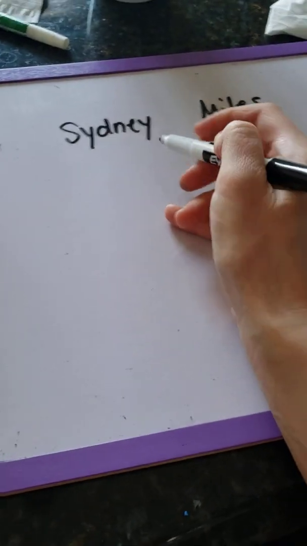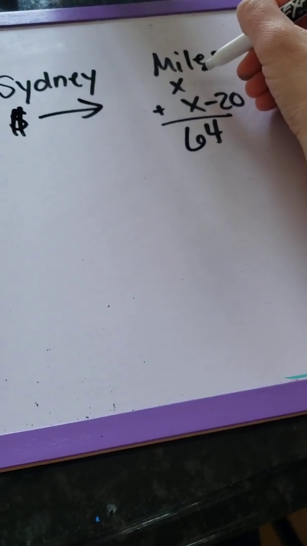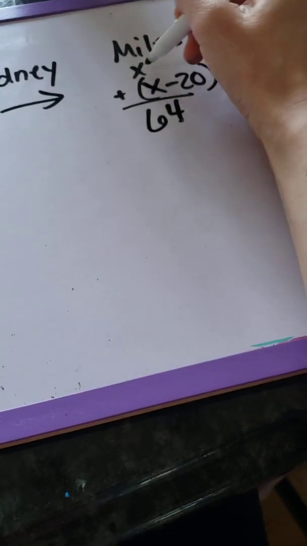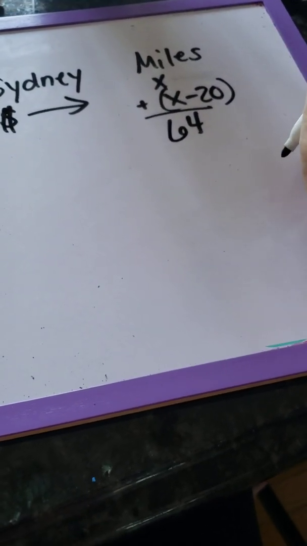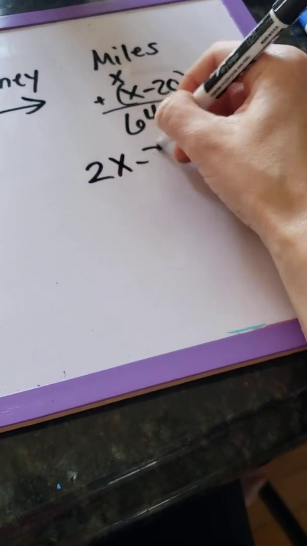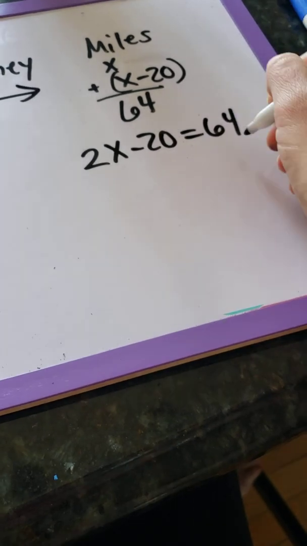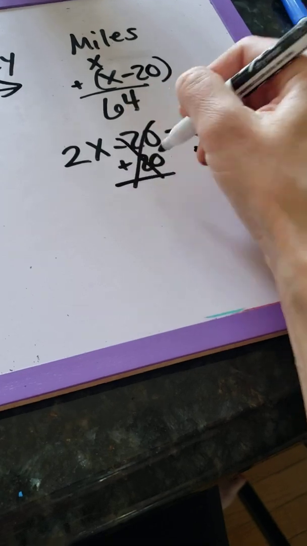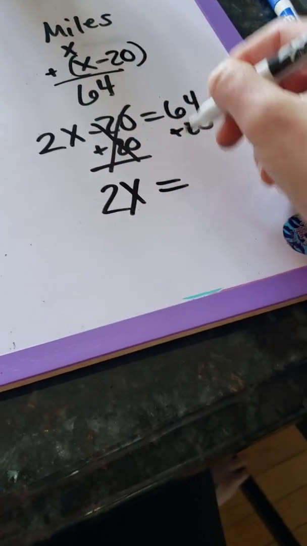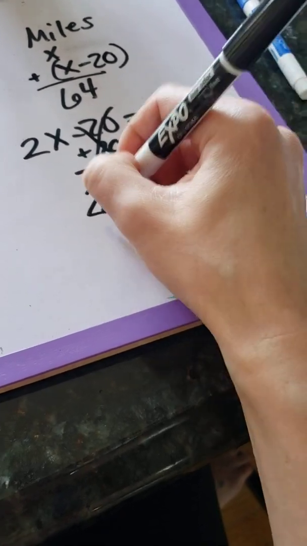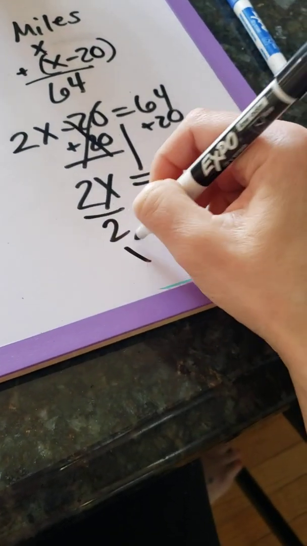I have Sydney, and Sydney is giving money to Miles. Miles had a certain amount, and then he receives an amount from Sydney that is $20 less than he started with. And in the end, he has $64. So if he has two mystery amounts, 2x minus 20 is going to give me what he ends up with, which is 64. So I'm going to add 20 to both sides, which gets rid of it here, and I'm just left with 2x on that side of the equal sign. 64 plus 20 is then 84, and now I can divide by 2.